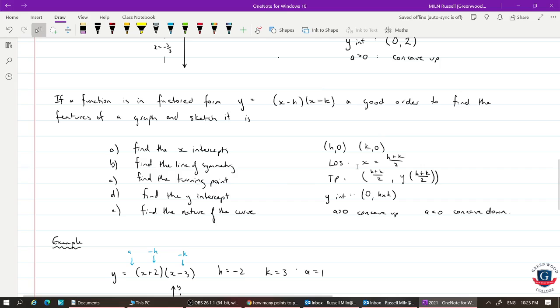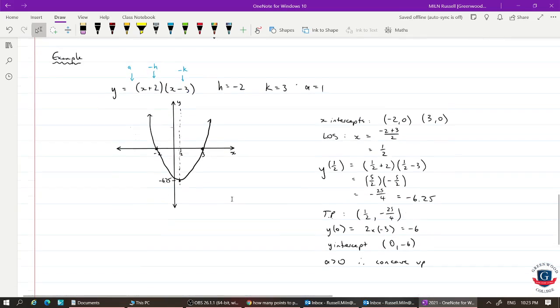To find the line of symmetry, find the midpoint between h and k, which is just h plus k divided by 2. Substitute that midpoint into the function. You'll get this value here, which will give you your turning point. The y-intercept is just going to be h times k. Put that in here. The value in the front in this case is always 1, which is greater than 0, indicating the function is concave up. If it was negative, the function would be concave down. So again, I've done an example.